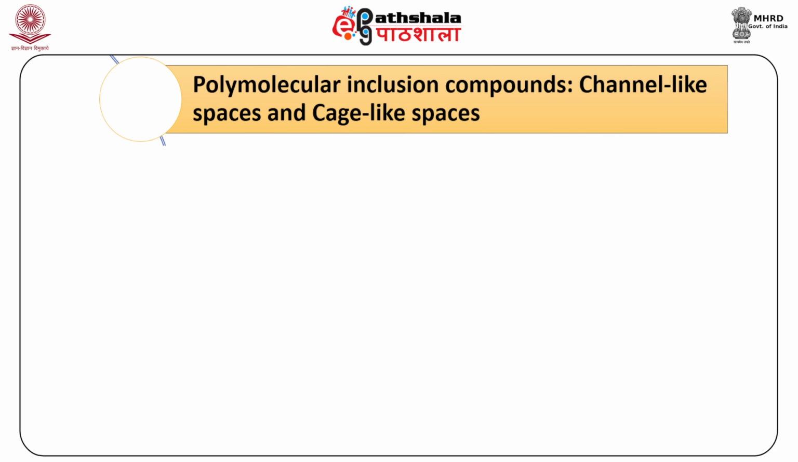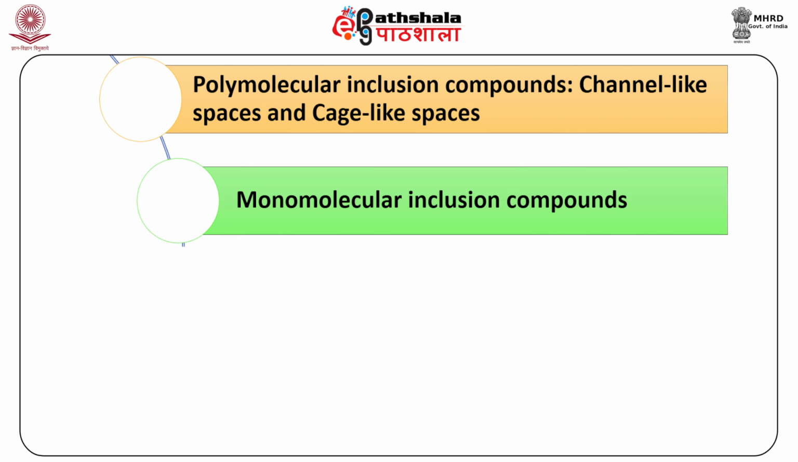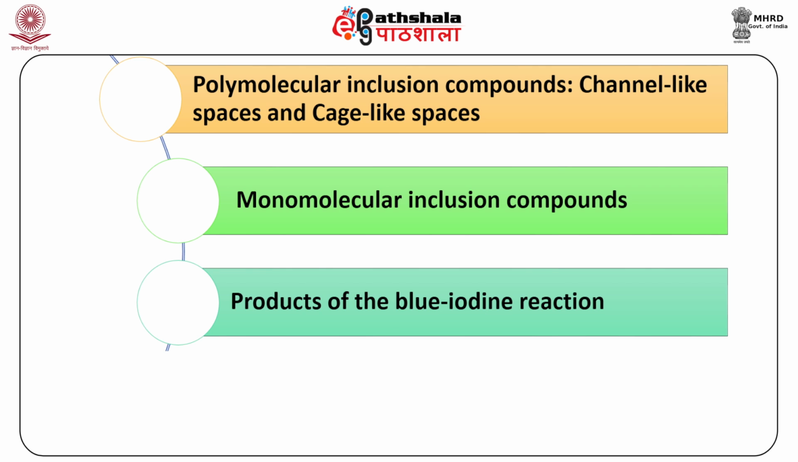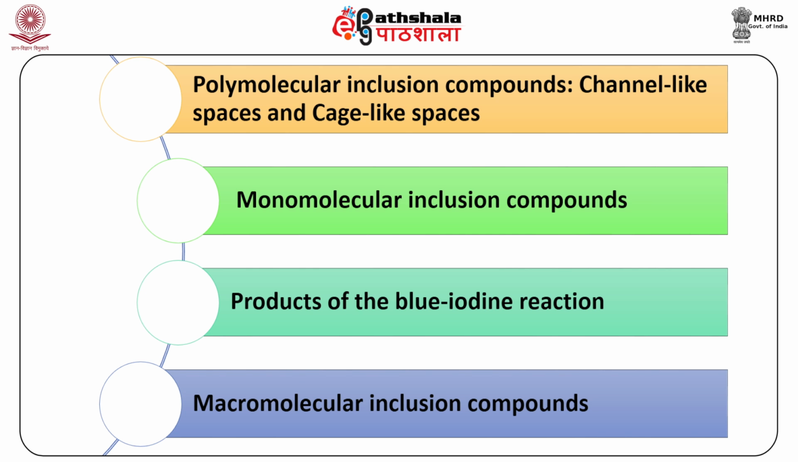We have different categories based on their structure and properties. The first one is polymolecular inclusion compounds, which have a kind of cavity, like channel or cage-like spaces. And then we have monomolecular inclusion compounds. Then we have the products of blue iodine reaction. You know that iodine forms blue complexes with starch, so these complexes can come under this category. And then finally the macromolecular inclusion compounds.